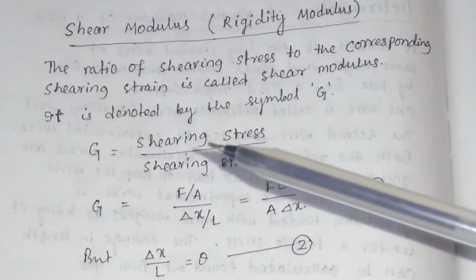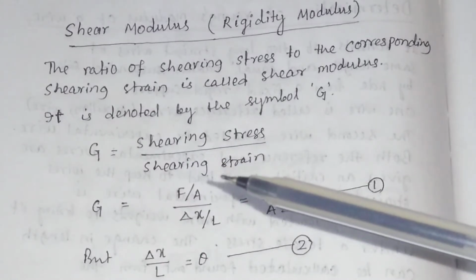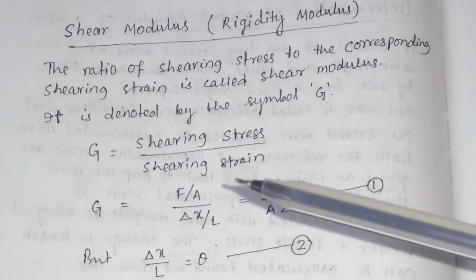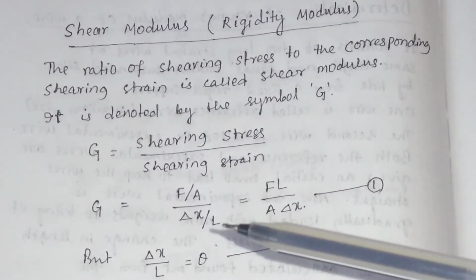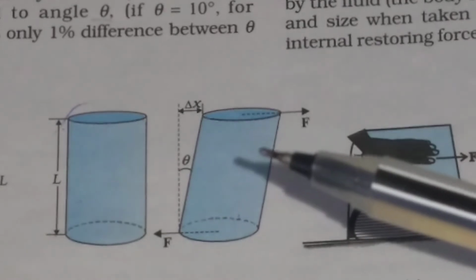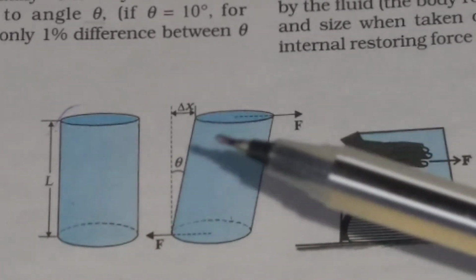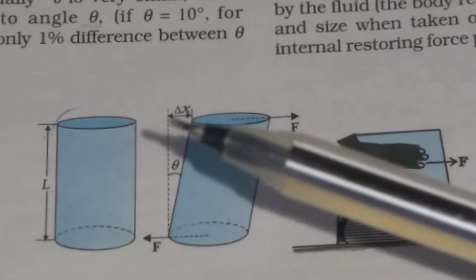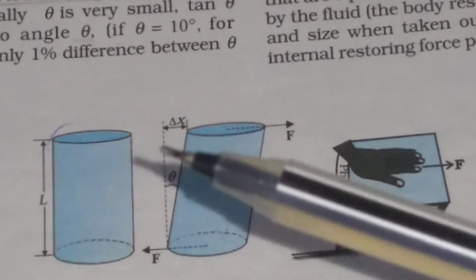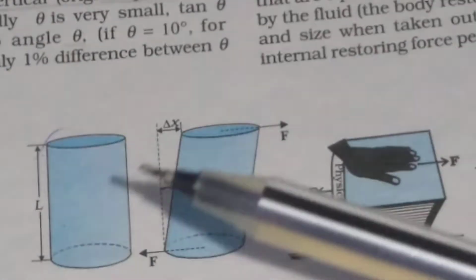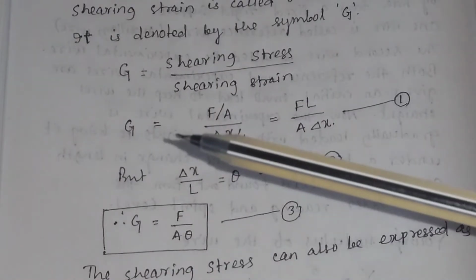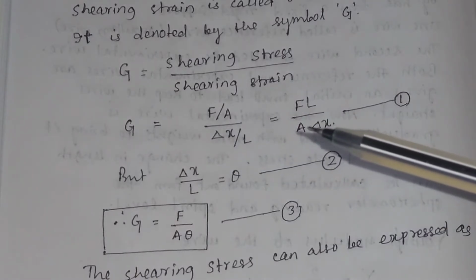Shear modulus G is equal to shearing stress divided by shearing strain, and shearing stress is given by force by area, and shearing strain is equal to delta x divided by L. As discussed earlier, shearing stress can be calculated from the restoring force per unit area, and strain can be calculated by the displacement delta x divided by the original length, that is L. So shear modulus G will be equal to FL divided by A into delta x.